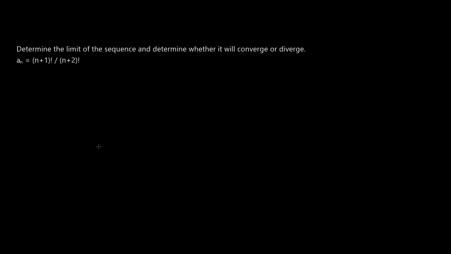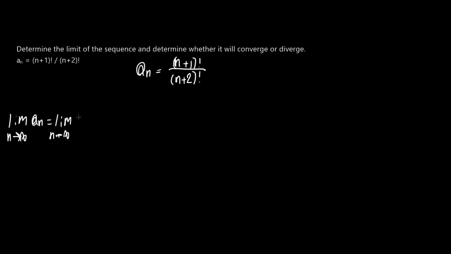So what happens when we're dealing with a factorial? So here we have a sub n equaling n plus 1 factorial divided by n plus 2 factorial. So we're going to start off with the limit as n approaches infinity of a sub n, which is the limit as n approaches infinity of n plus 1 factorial divided by n plus 2 factorial.